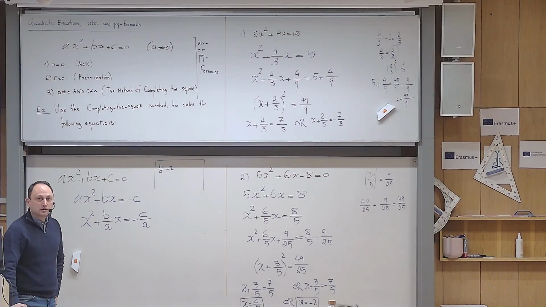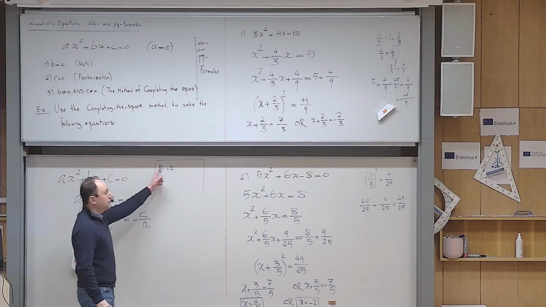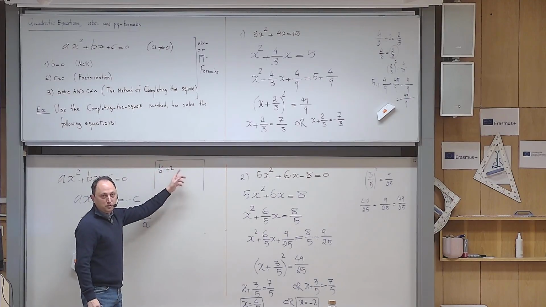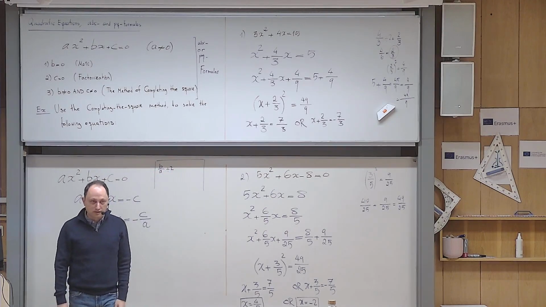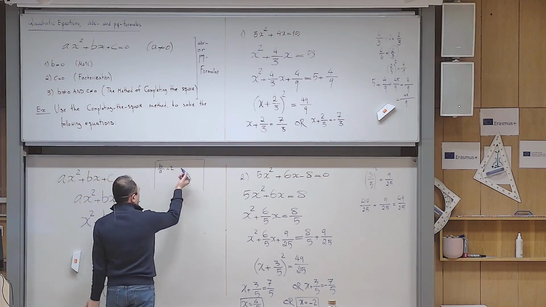Yes? B over 2A. So Lennon's method is better here. Why? Because B, if I divide it by 2, it becomes B over 2. It becomes more complicated. So this is why I will do it. So in principle, you have to write B over A.